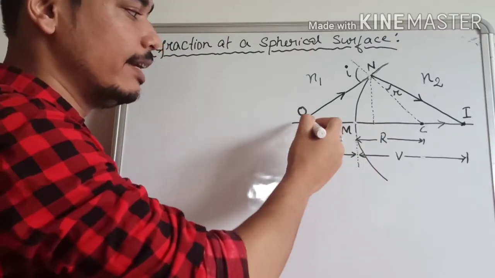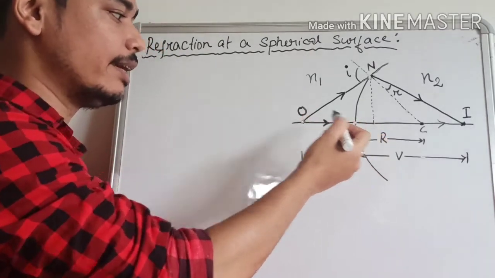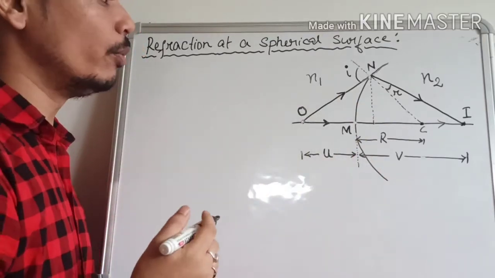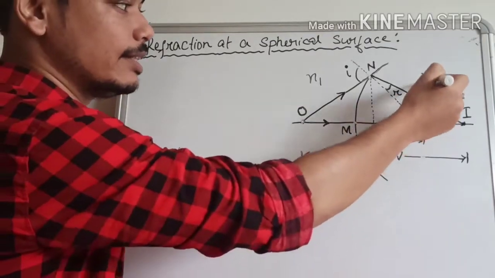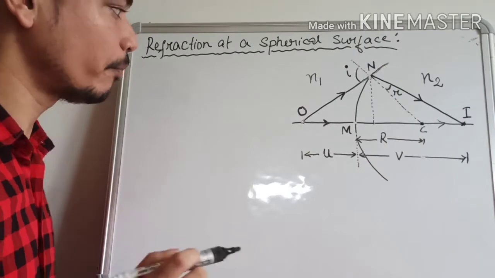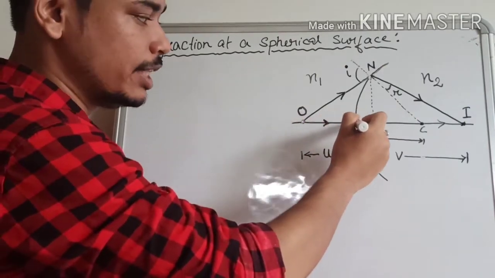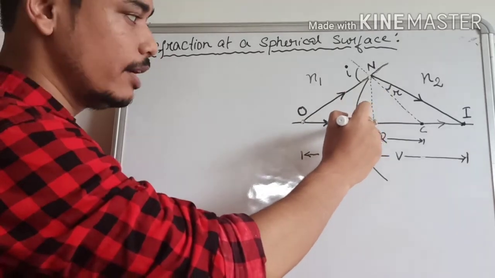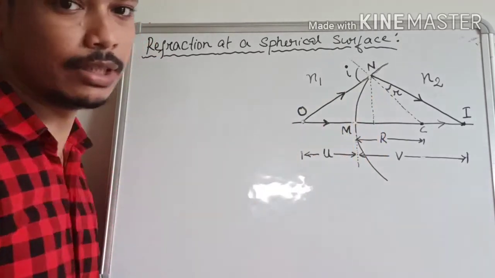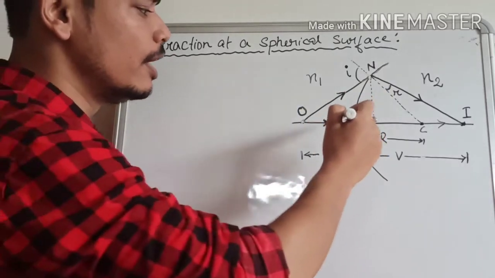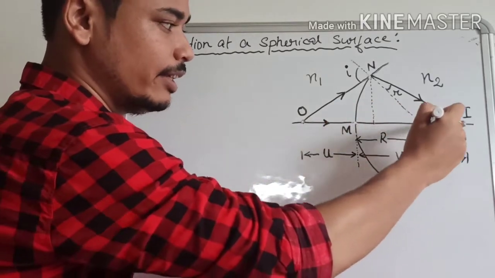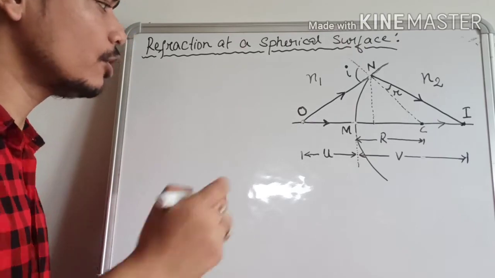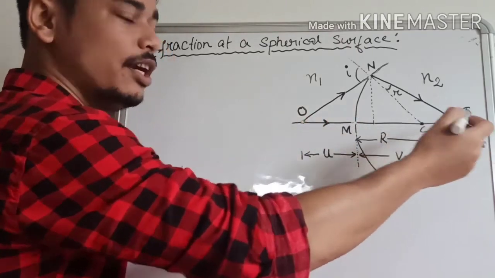If a ray is normal to the surface at a point on a spherical surface, then that ray will always travel undeviated in the second medium after refraction. So this ray is going along this direction. It is normal at this point. The incident angle in this case is 0 degrees. So that ray will travel undeviated in the second medium whose refractive index is n2. So we get a ray in this direction.